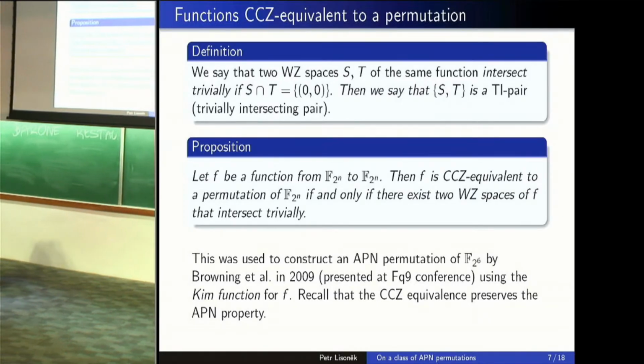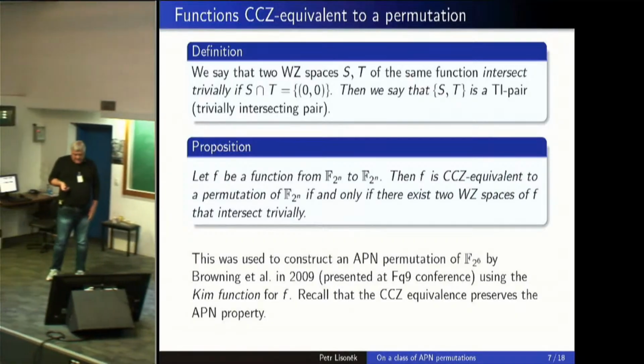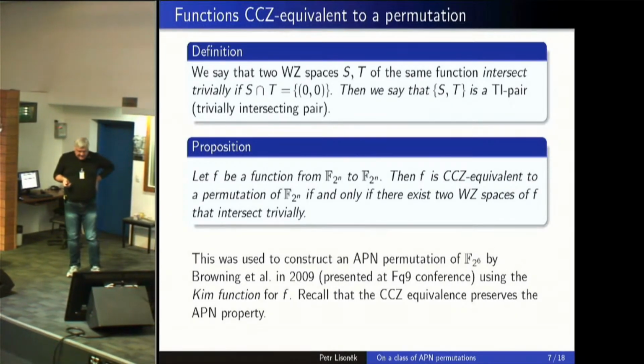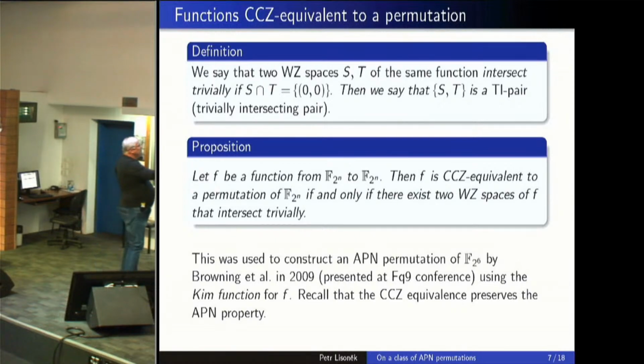So how did they use this in dimension 6? They started with a function f, which they later called the Kim function. Kim is the first name of one of the authors, Kim Browning, I think. It's an APN function in dimension 6, but it's not a permutation. And they essentially found two trivially intersecting WZ spaces. They don't call it that. They use the equivalence with linear codes, and they do everything in terms of those codes. But you can also formalize it in this way.